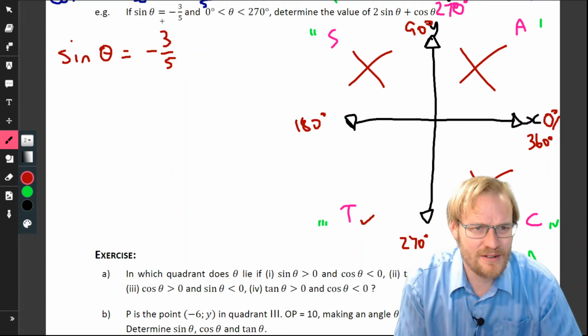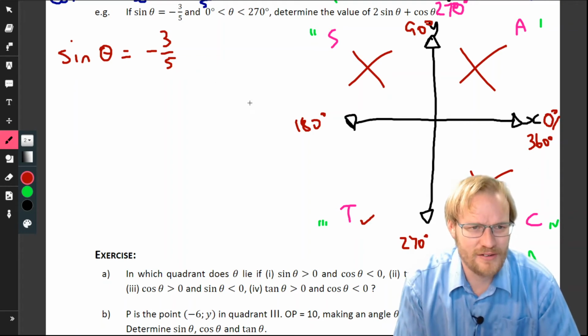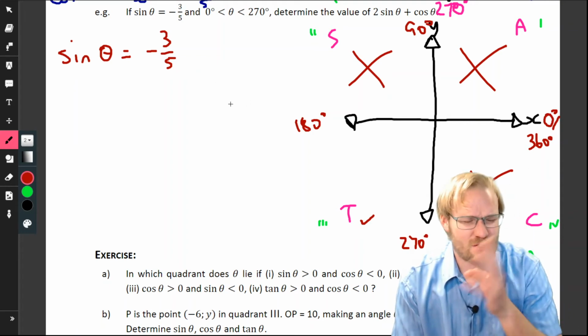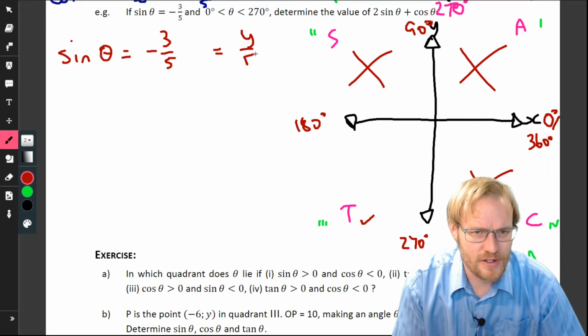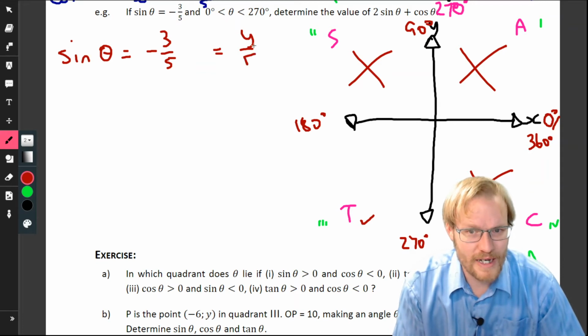Okay, sine theta is negative 3 over 5. Now, which one was x, y, and r? Well, sine theta, we know, is opposite over hypotenuse. Y over r.